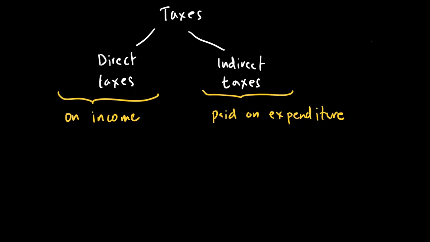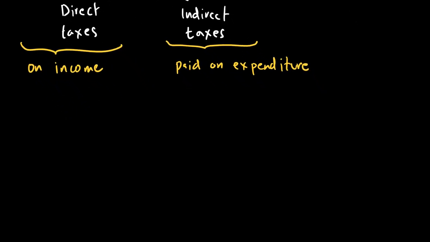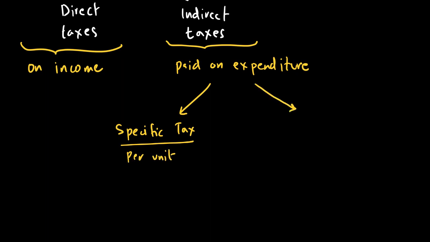So our focus today is on indirect taxes. When we look at indirect taxes, we say there are two categories. One is specific tax. Another name for specific tax is per unit tax, and I want to explain this in a minute. And the second category is ad valorem tax. Ad valorem tax is also called value added tax, which is a percentage tax.